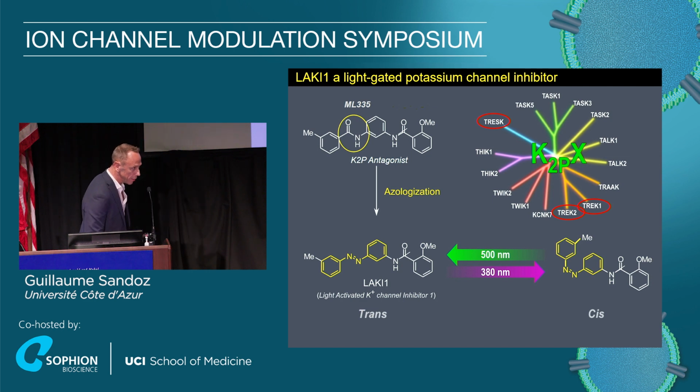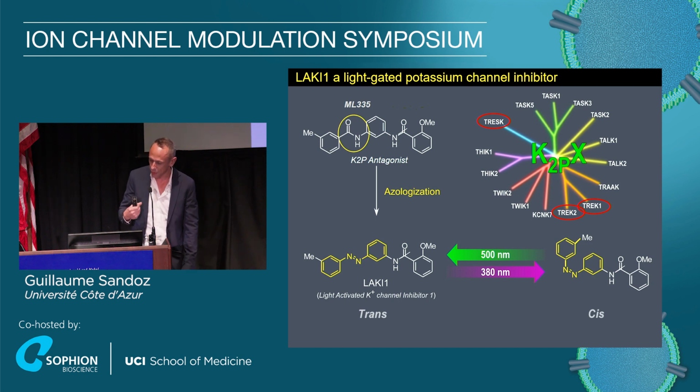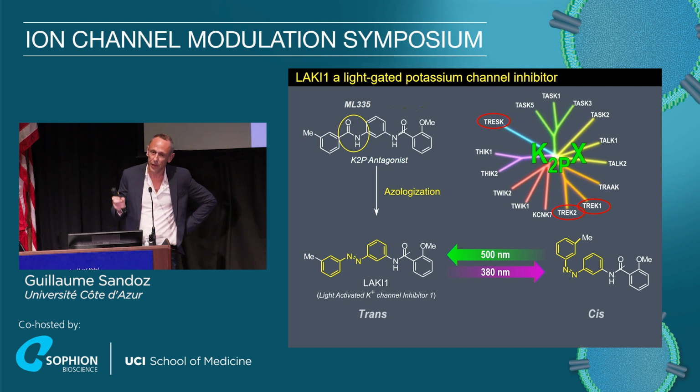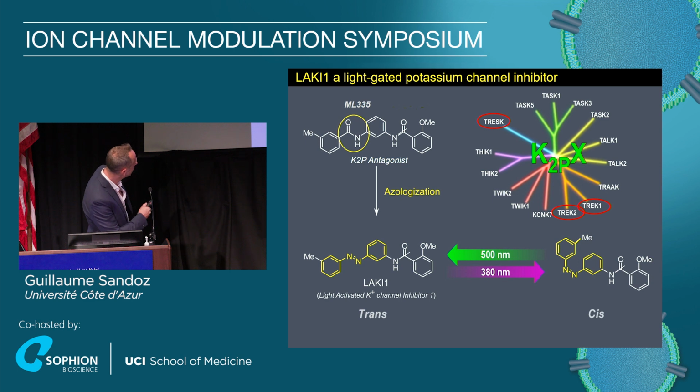It was the case in our condition because we had ML335, which is an activator of TREK-1 and TREK-2, the channels that we are working on. If you look at the structure of this molecule, you have some rings which are linked by an amide link. And what we have done, we have replaced this amide link by a dinitrogen bond. And now you have this molecule.